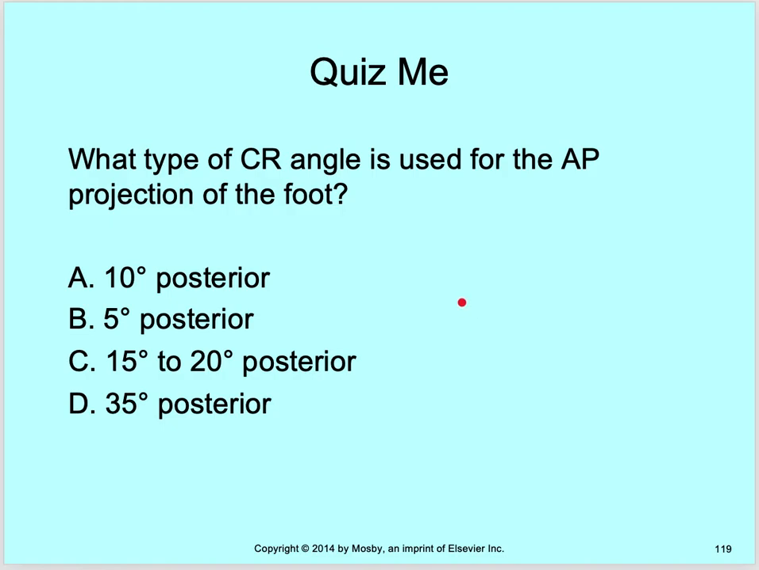So keep in mind, you have your foot, your toes. So what central ray angle, what CR angle are you going to use? 10 degrees posterior, 5 degrees, 15 to 20 posterior, 35 posterior. And if you remember, it's going to be 10 degrees posterior.